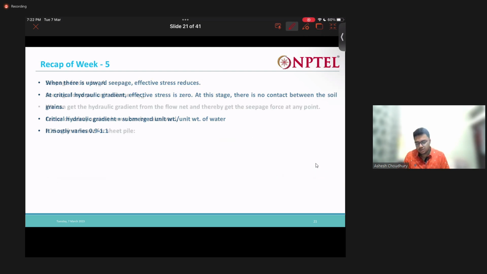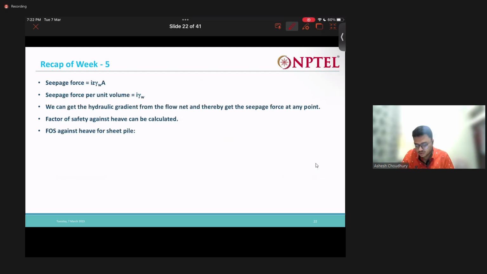So we were talking about seepage force. What is seepage force? I told you that if there is no flow, then at point C, at depth Z, my total stress was nothing but Z into gamma, and my effective stress was nothing but Z into gamma submerged. If there is upward flow, my effective stress will be Z into gamma submerged minus i into Z gamma w. If the flow is downward, it will be plus this.